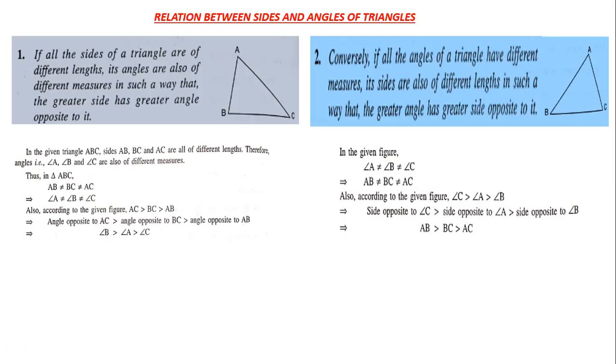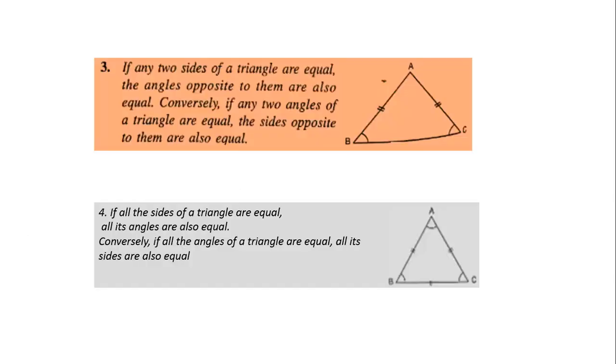You have to memorize that the greater side always has the greatest angle opposite to it, and vice versa is true. That means the greatest angle has the greatest side opposite to it. Come to the next one. This is your third relation.